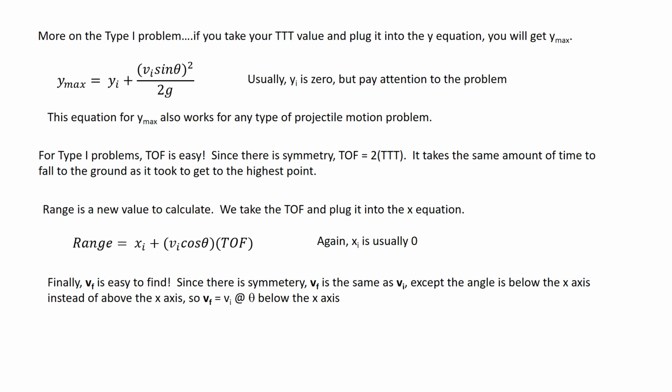Finding the final velocity vector is also easy. Since there's symmetry, your v final is the same as your v initial, except that the angle is below the x-axis instead of above the x-axis. So your v final will equal v initial at an angle theta below the x-axis.